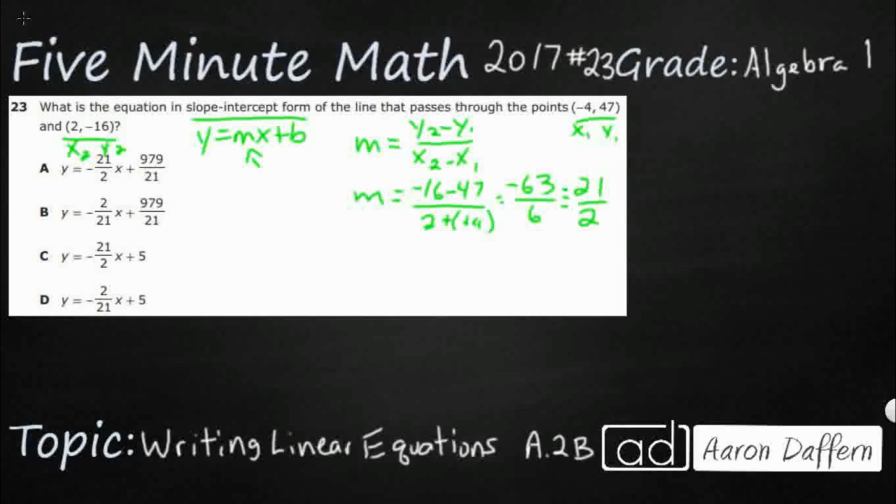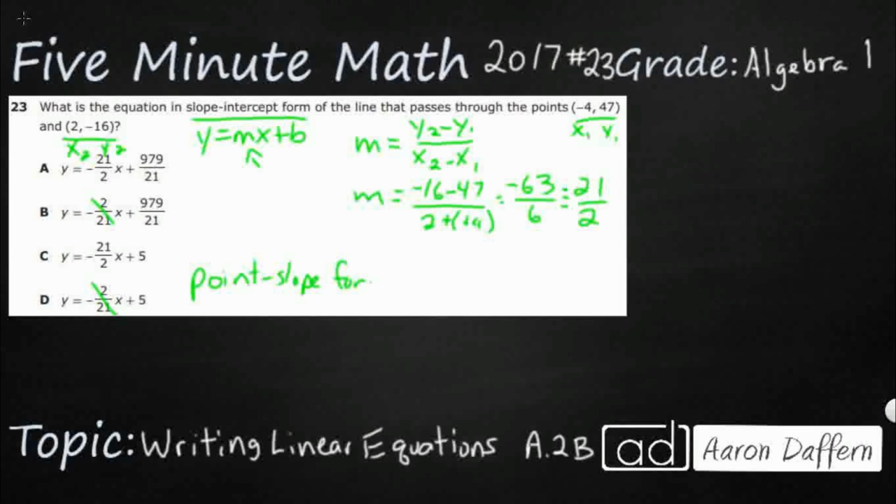So I'm looking and I see B and D have the wrong slope. All right, so I've got my negative 21 halves. Now, how do I then use that to get to the slope-intercept form? Well, now I'm going to get into the point-slope form.